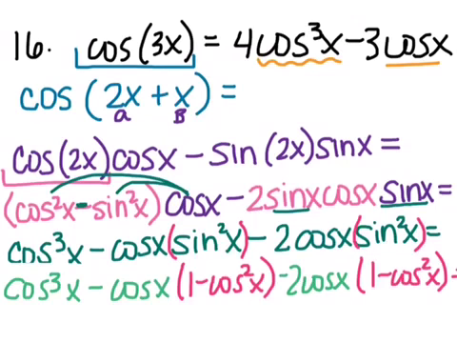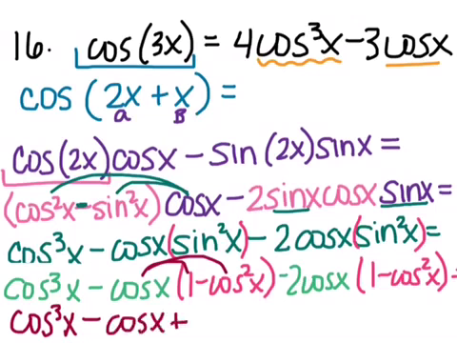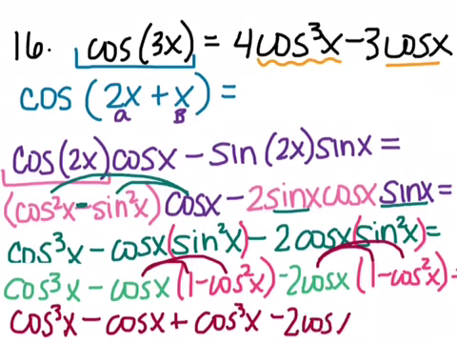Now I have all cosines, so I'm just going to distribute and then combine like terms. When I distribute, my cosine cubed here stays the same. When I distribute my negative cosine in, be careful with your signs here. I get a negative cosine plus cosine times cosine squared is cosine cubed. And then I have this negative 2 cosine that I'm going to distribute in. So I have negative 2 cosine plus 2 cosine cubed.